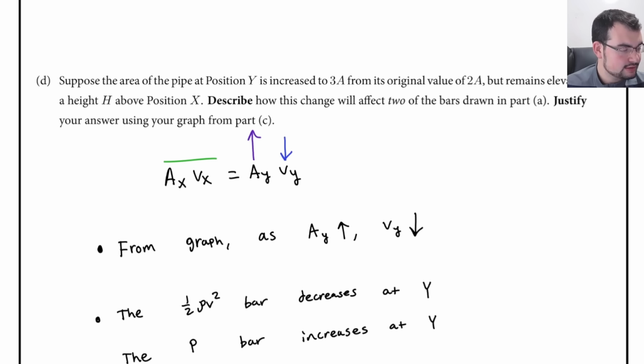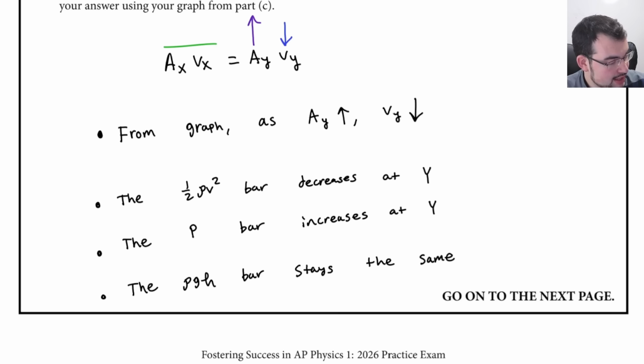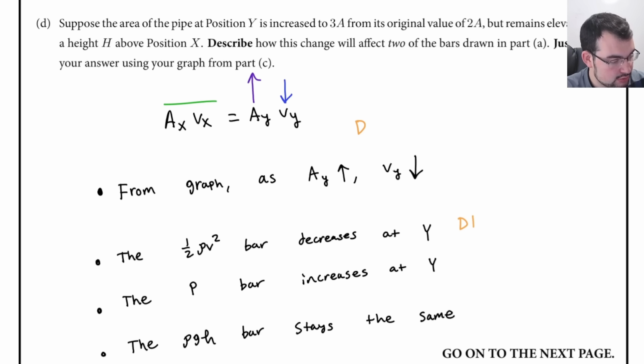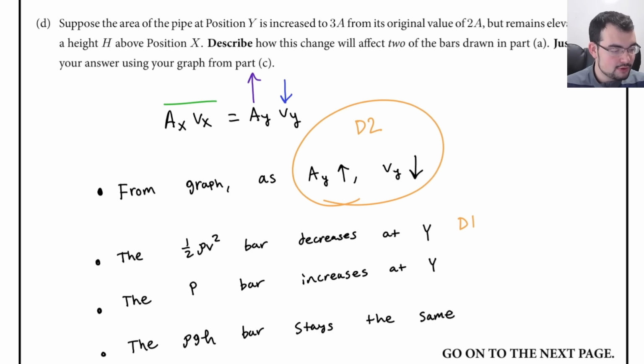So I actually didn't really like this language of 2 of the bars because you really only drew the H in the kinetic bar. So how you got points actually was this is how you got D1. You had to say that the kinetic bar decreases. And then to get D2, you had to say something equivalent to this relationship: as A increases, VY decreases. Now, if we're being really particular, you should have cited something about the graph, but if you just said this relationship, you get D2, where you have to say that there's an inverse relationship between the area of the pipe and the speed of the fluid.